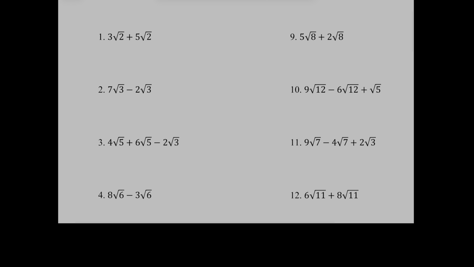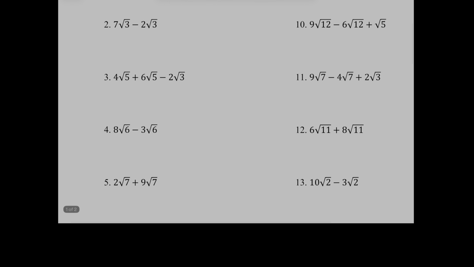Okay, so let's just start. Let's do number 1. The radicals are the same. Since the radicals are the same, I just add the outside numbers and I copy the radical. That's all we do. Okay, I'm going to go down the column. This one, the radicals are the same, so I just do the numbers. 5 radical 3.